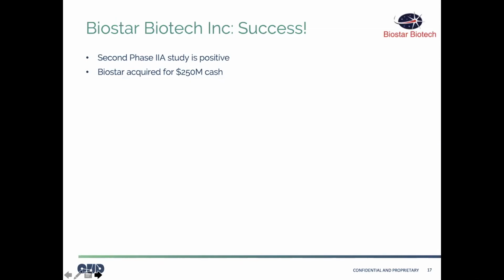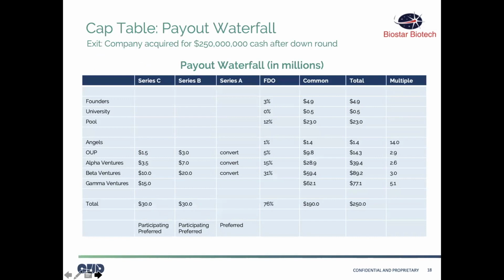Success, once again, with these adjusted inclusion-exclusion criteria, the phase 2 study is positive, and in that indication, once again, the company is acquired for $250 million cash up front. So how does that play out now after the down round? Because some things have changed pretty dramatically. So on slide 18, the payout waterfall for the $250 million after a down round is a little different.